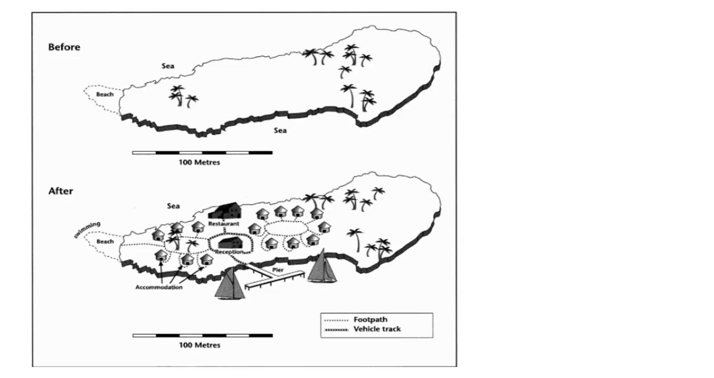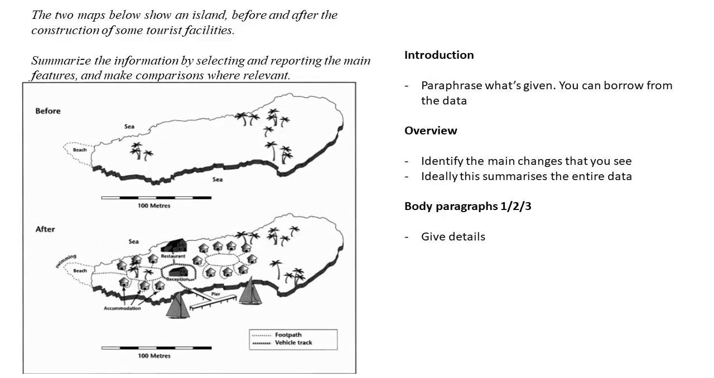So what's the structure of a map? It's the same as always. It's introduction, then overview. Now you can put your overview at the end, which would be called a conclusion, but that's up to you. Then after your overview you have your body paragraphs. Now you can do 1, 2 or 3 body paragraphs. Now for maps I almost always do 2, but sometimes it might lend itself to 3 body paragraphs. For example, if you had 3 maps, 3 body paragraphs would probably make sense. So keep in mind 1, 2 or 3 body paragraphs.